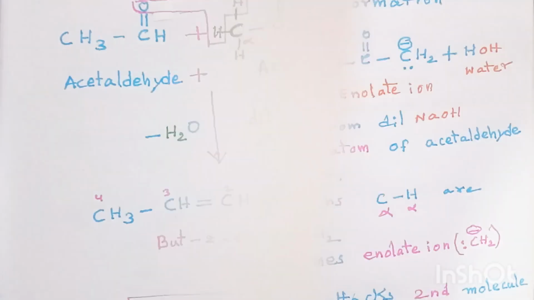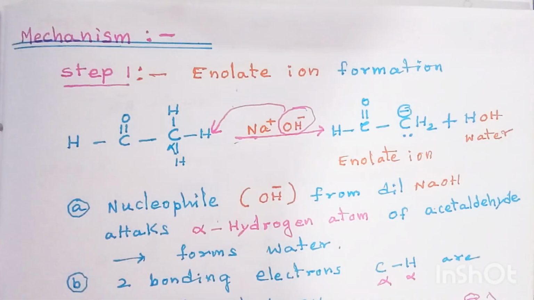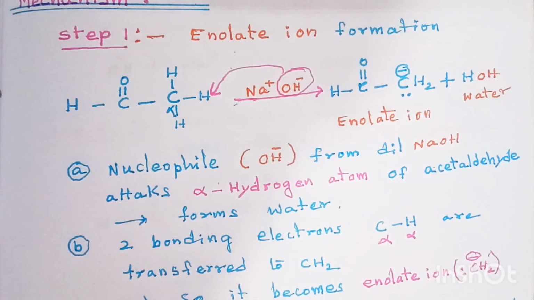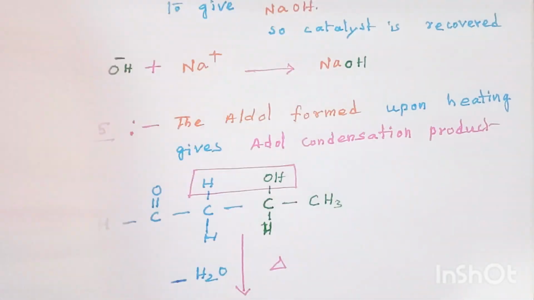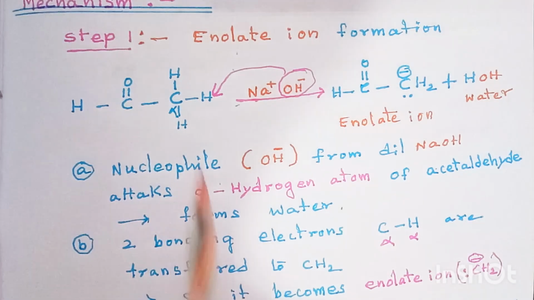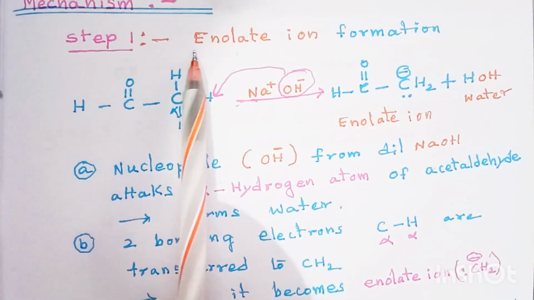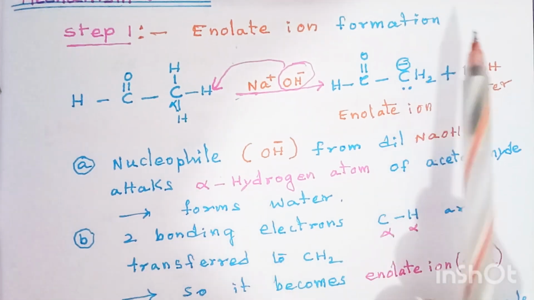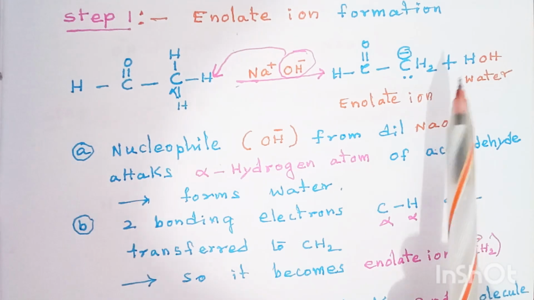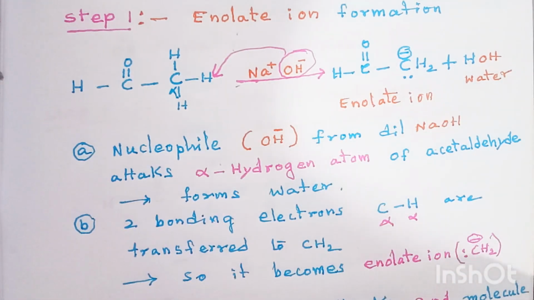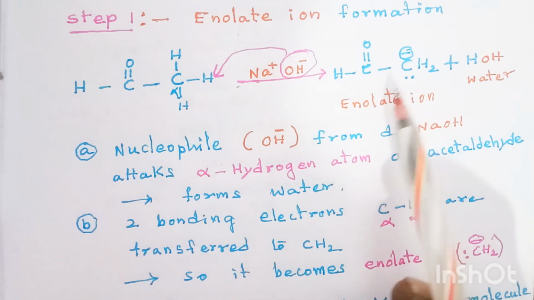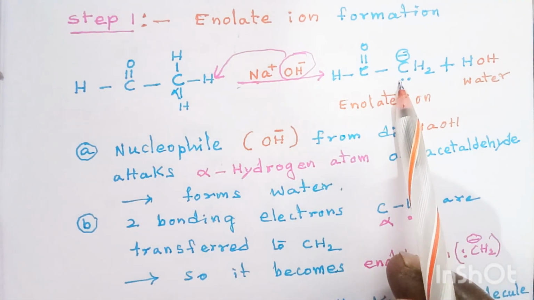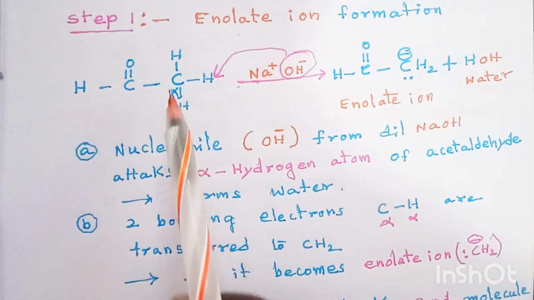Now let us see the mechanism involved in aldol formation. The mechanism takes place in 5 steps. Okay. In step 1, enolate ion is formed. What is enolate ion? Enolate ion is nothing but ion formed by acetaldehyde with negative charge. Let us see how it happens.